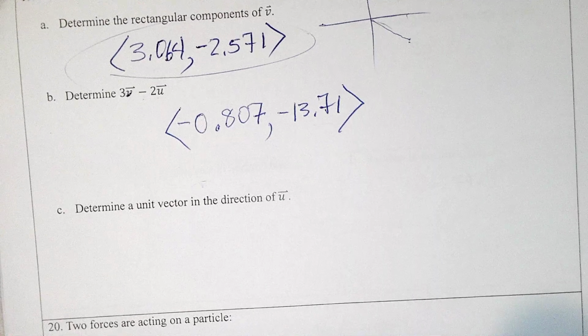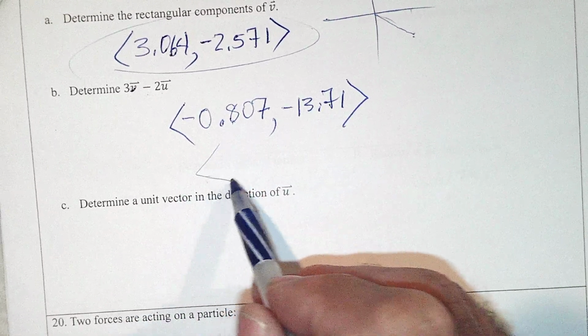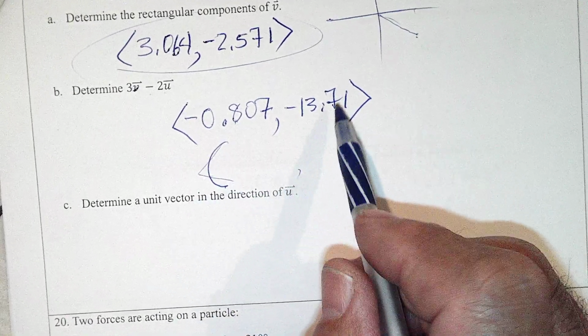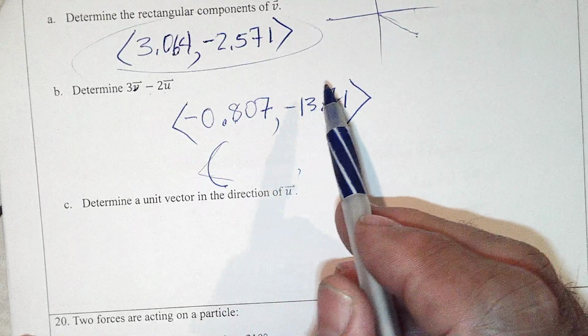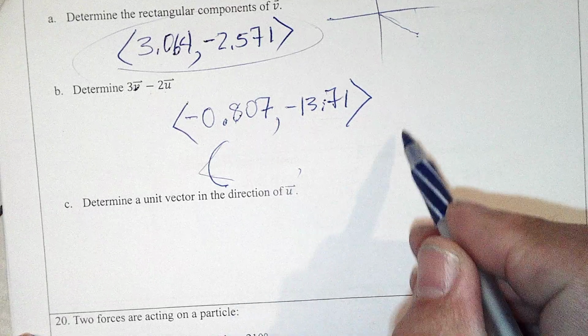Or you could change that to polar by doing that squared plus that squared, square root, and then do the angle by doing tangent inverse of this divided by this, and since the x is negative, we'd have to add 180.